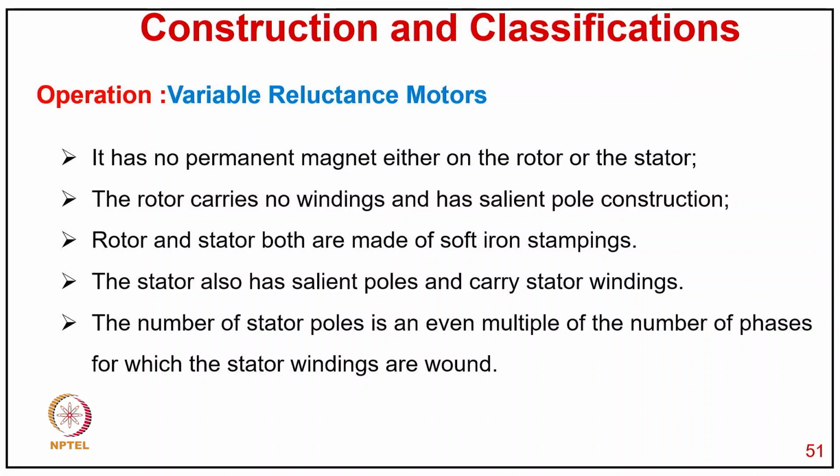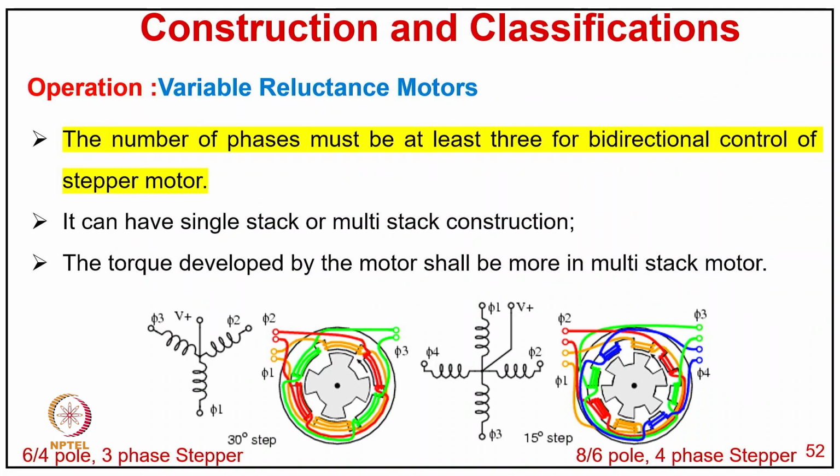It has no permanent magnet on either rotor or stator. The rotor carries no windings and has a shell and pole construction, and the rotor and stator are both made of soft iron stampings. The stator also has a shell and pole and carries the stator winding, and the number of stator poles is usually an even multiple of the number of phases for which the stator windings are wound. So the number of phases must be at least 3 for bidirectional control of the stepper motor. It can have a single stack or multi-stack construction.